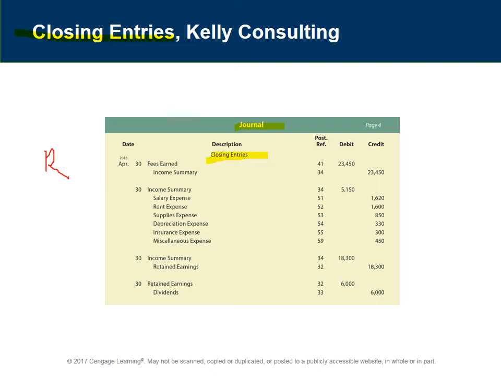This is the R. The first thing that we close is revenue. These are the expenses. Notice we close each one individually. This is the income summary that's closed. And these are our dividends that have been closed. And these 4 never change. These are the 4 closing entries in the closing process. It's to zero out revenues, expenses.